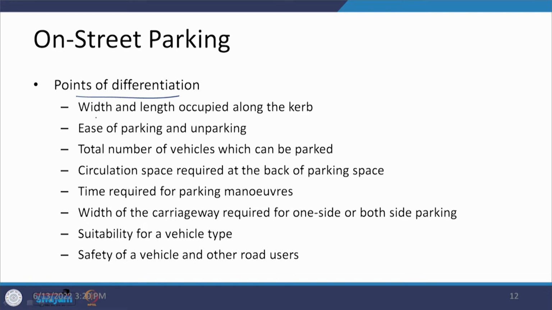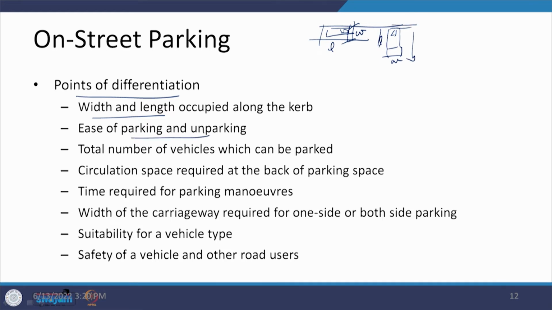Very first thing is the width and length occupied along the curb. So, if I am parking a vehicle which is parallel, then this is the space which is required and this is the width which is required. So, this is L, this is W. But if I am parking this vehicle perpendicular, then this is the width here and this becomes the length. So, now the space is that you are going out from the curb side.